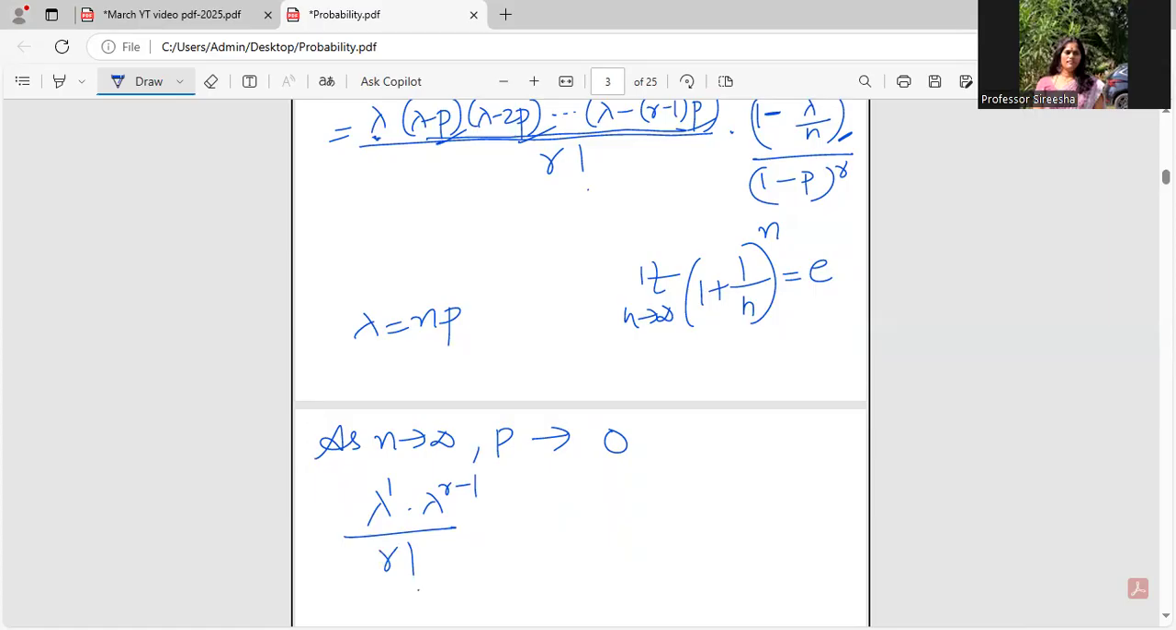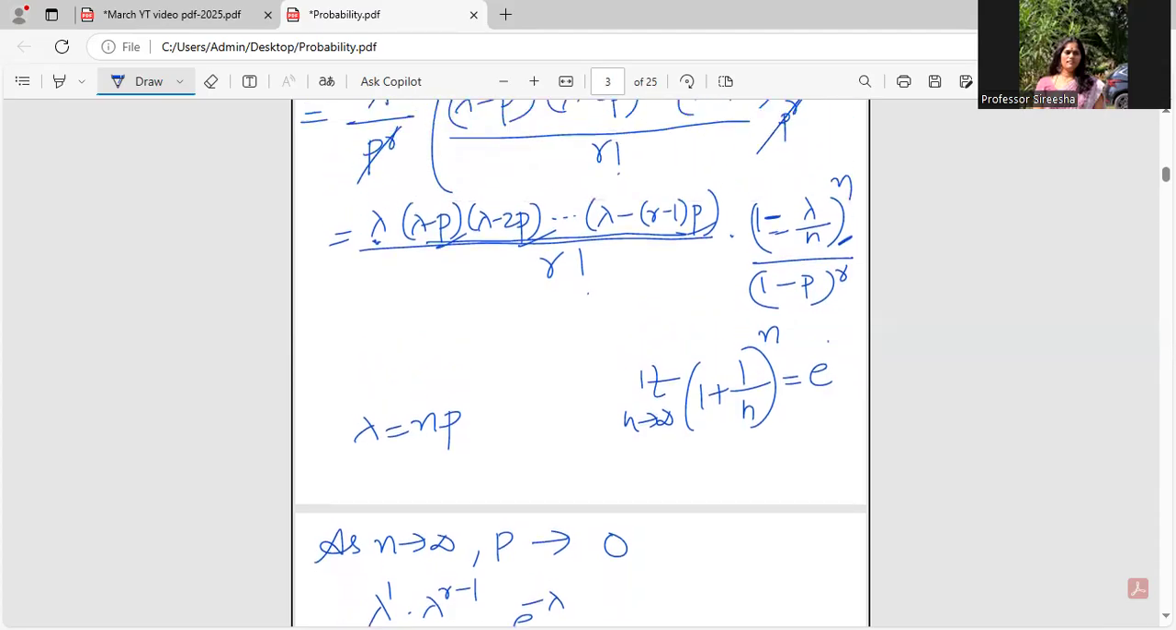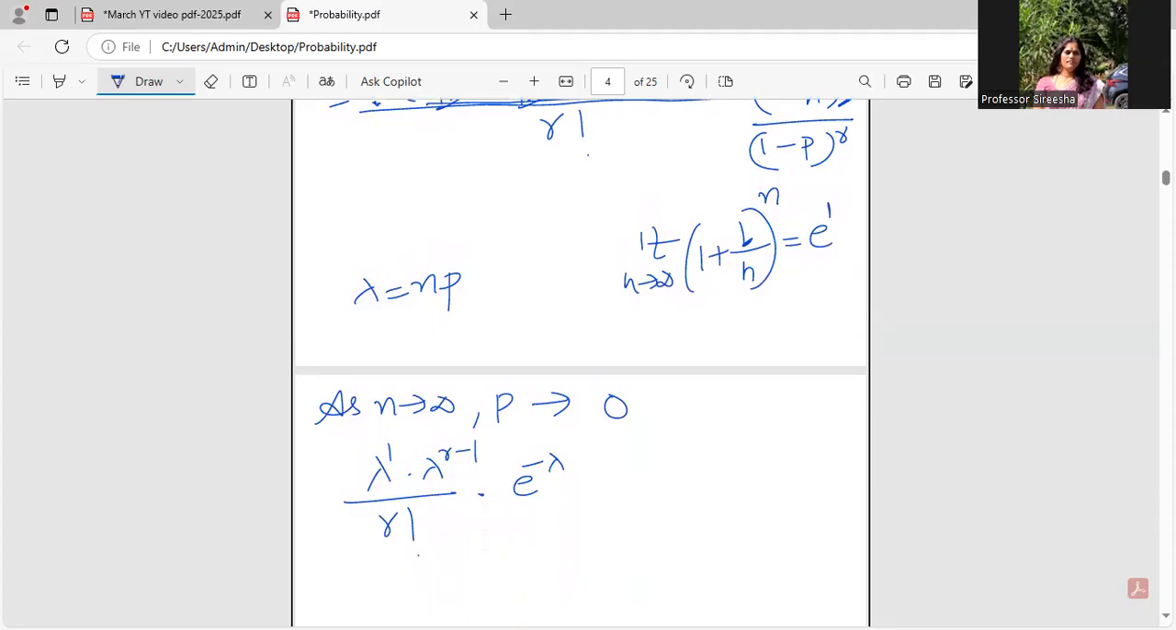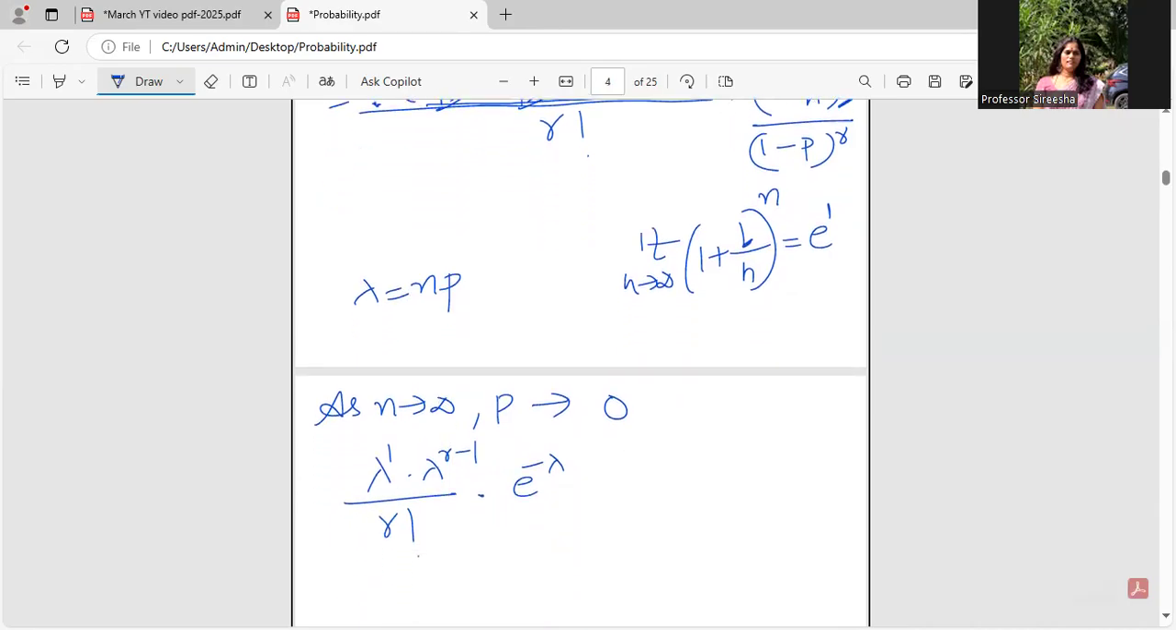By r factorial. The numerator gets transformed to e power minus lambda, because both are minuses here. I have a minus here and there's a lambda in the place of 1. So e power minus lambda is also there. So I'll rewrite this as e power minus lambda. Fine. So this minus lambda goes to the e power.